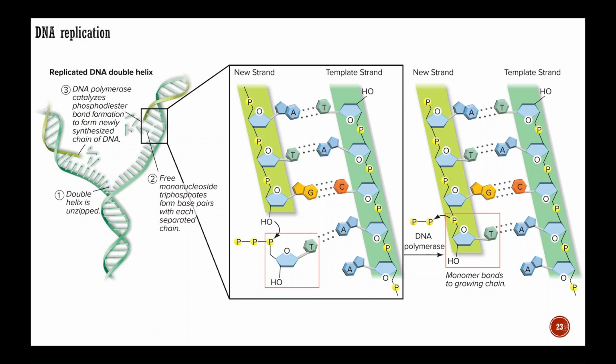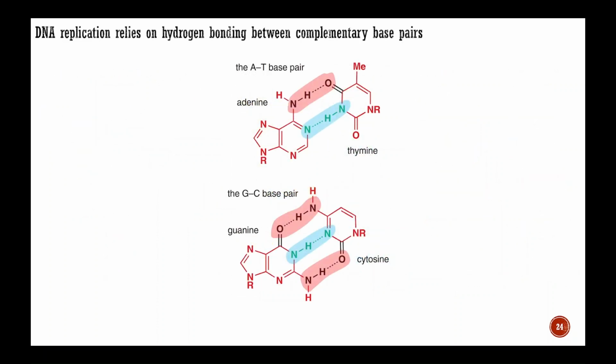Since each base always pairs with its complement, the original double helix is faithfully copied, ensuring the genetic makeup of the cell is preserved. Astonishingly, this complex process relies heavily on hydrogen bonding between complementary base pairs.